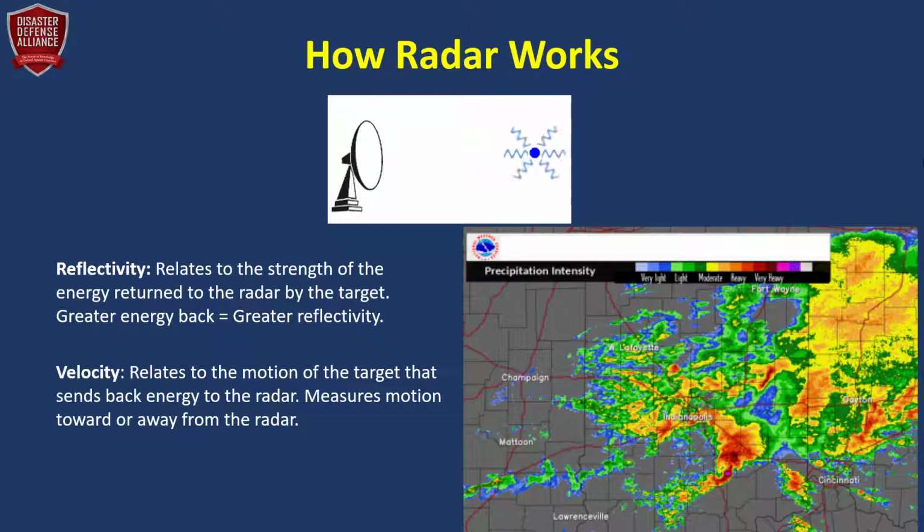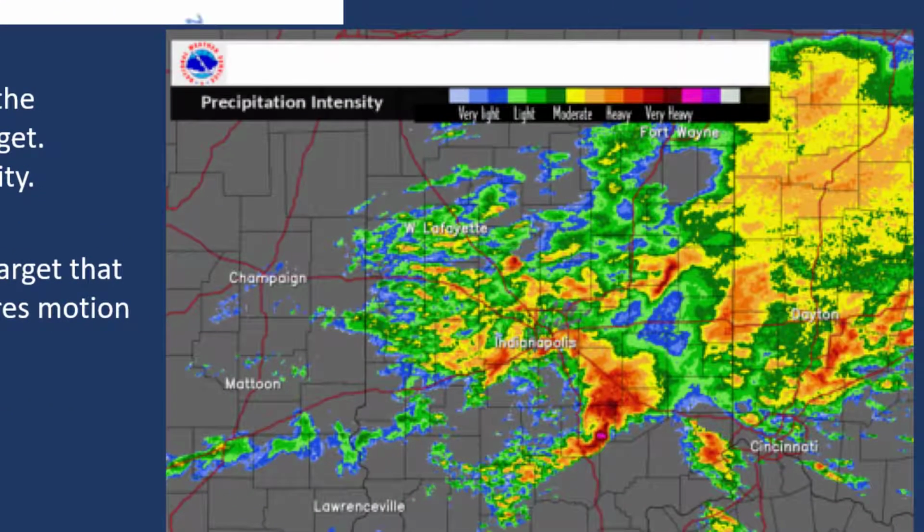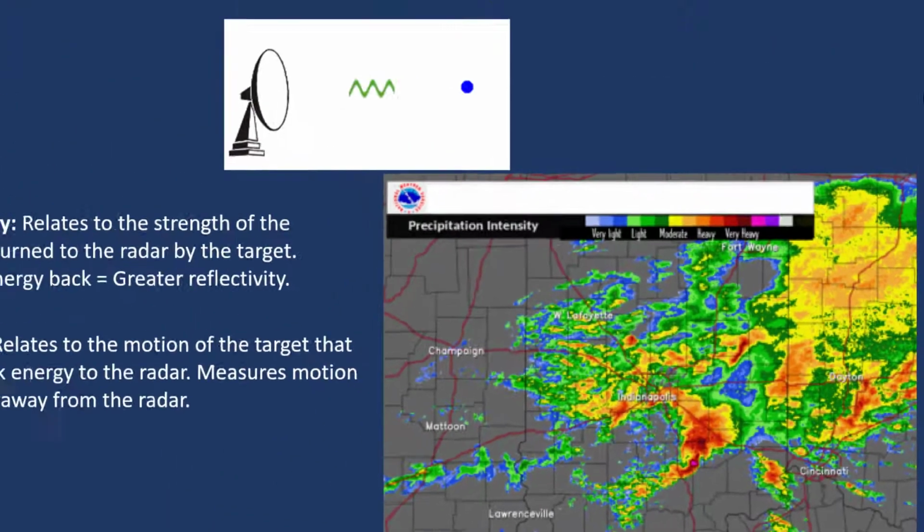Reflectivity relates to the strength of the energy returned to the radar by the target. Greater energy back relates to greater reflectivity, and that greater energy tends to come from larger or more numerous targets. On this image, larger or more numerous targets are reflected by the warm colors, while fewer or smaller targets are shown by the cool colors. So this image shows light rain in green, moderate rain in yellow, heavy rain in orange and red, with very heavy rain or hail in dark red, magenta, or purple colors.